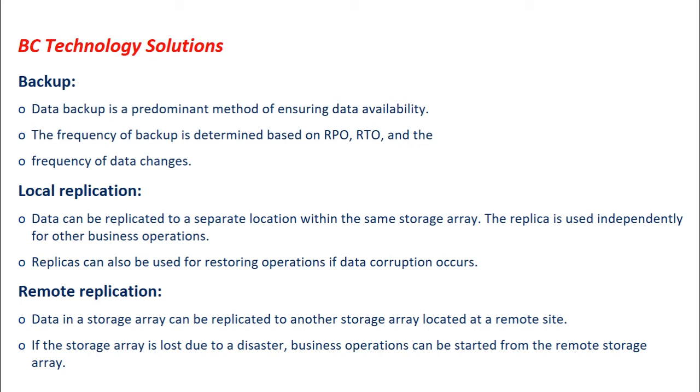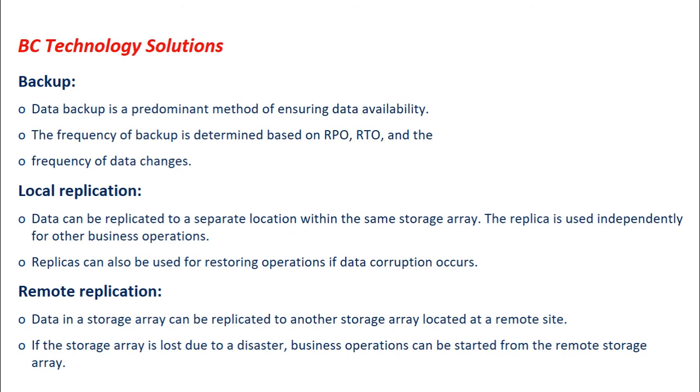And lastly, the third business continuity technology solution that we have is called remote replication, where the data in the storage array can be replicated to another storage array located at a remote site. If the storage array is lost due to a disaster, business operations can be started from the remote storage array. So these are the different business continuity technology solutions. This is a part of the business continuity terminologies. With this, we have reached the end of this particular chapter.